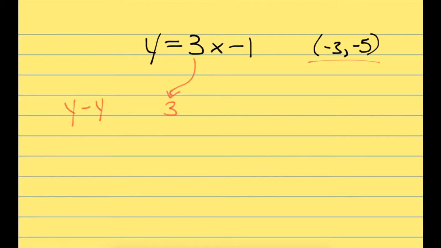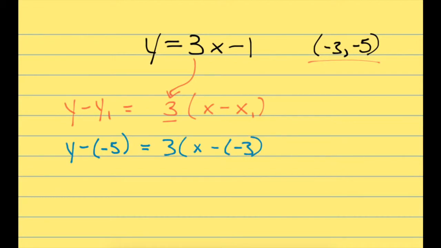So we're using y minus y1 equals m, which is 3 in this case, times x minus x1. And x1, y1 is a point that we know is on our new line, which is the point they gave us. So we plug in -5 for y1 and -3 for x1. Then we just rewrite it in slope-intercept form. So the left simplifies to y plus 5, the right to 3x plus 3.